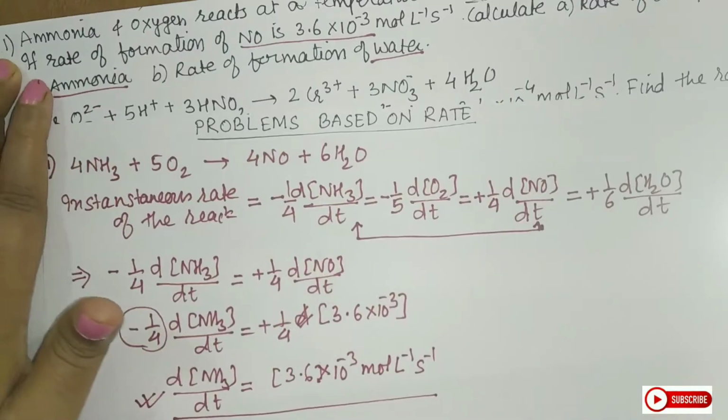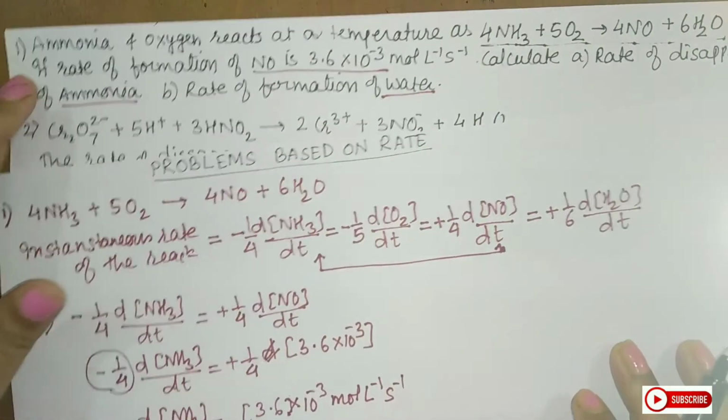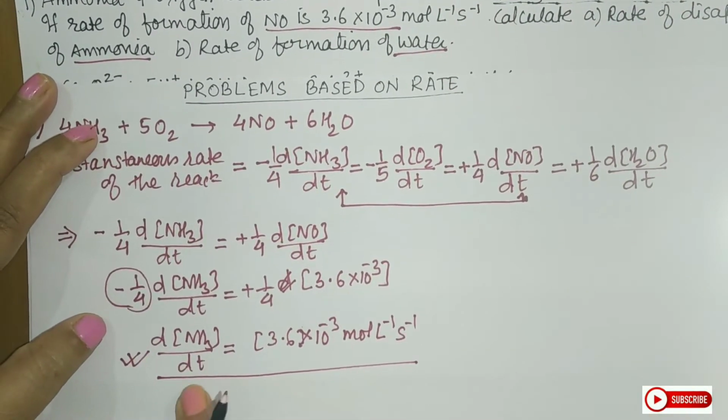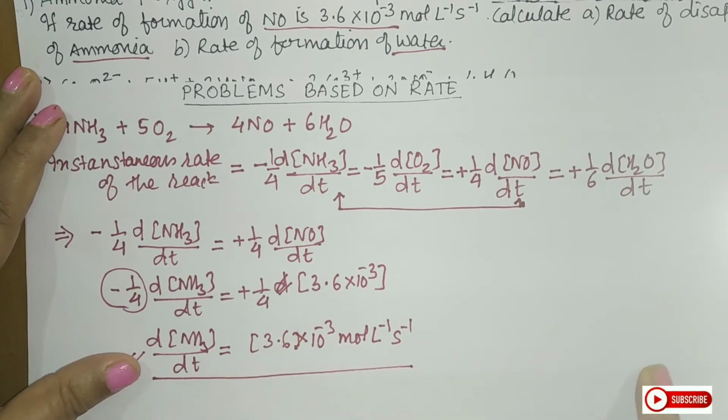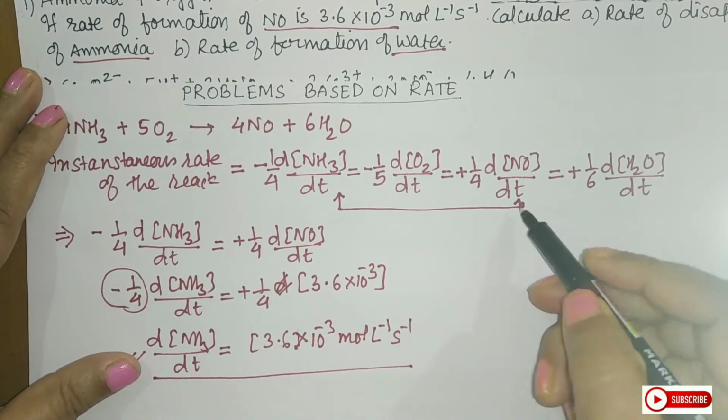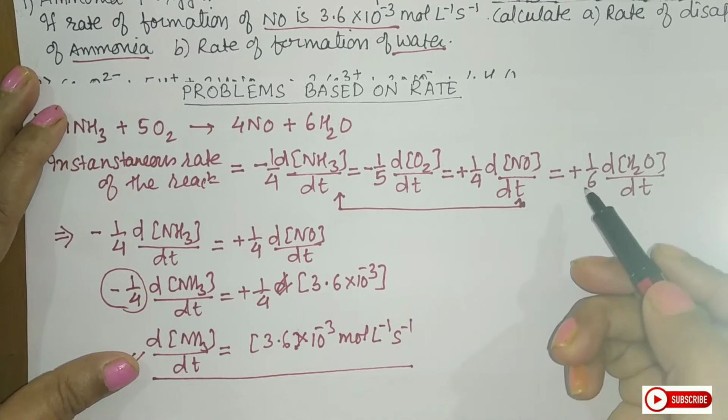Now the second calculation is for water. How can I correlate, students? You have the value of ammonia, so you can correlate ammonia and calculate water, or you can use what is given and correlate with water.